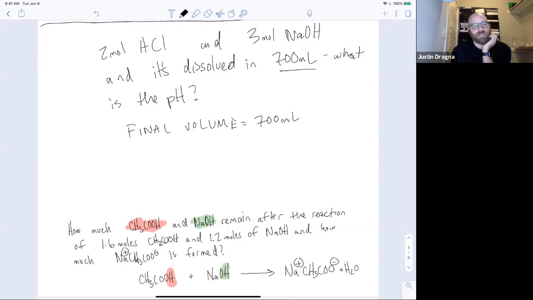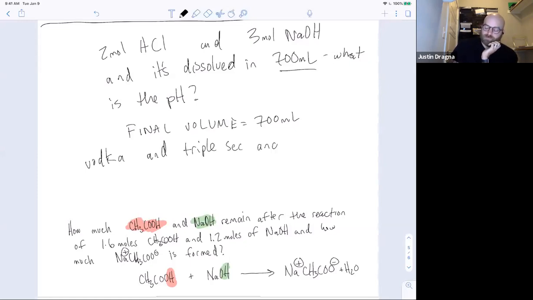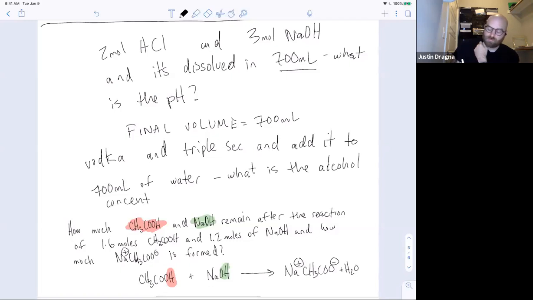It would be like saying, take vodka and triple sec and add it to, let's say, 700 milliliters of water, and we could ask what is the alcohol concentration of the drink? And let's say that vodka is typically 50% alcohol. I don't know what triple sec is, but let's say 15% alcohol.